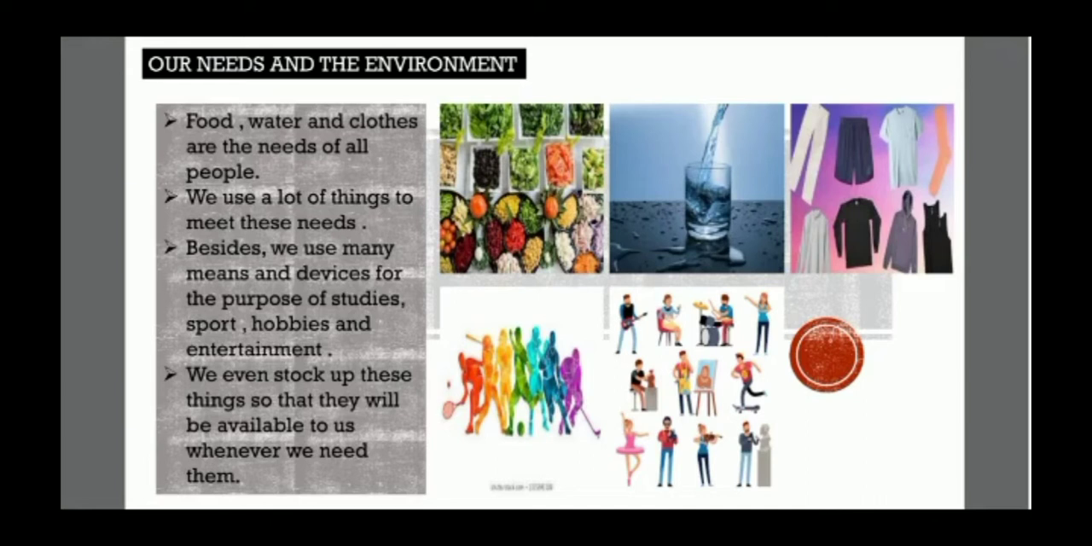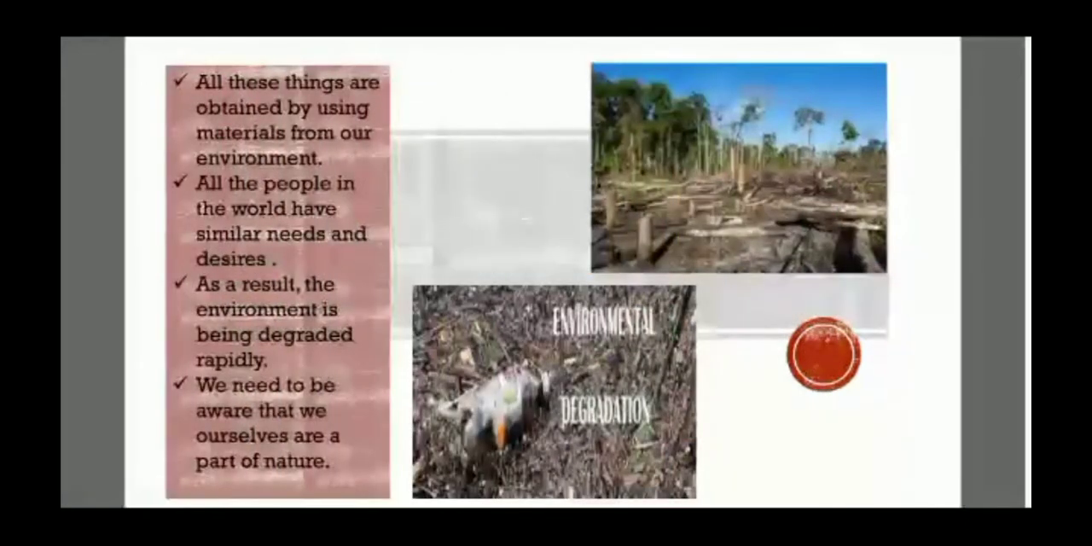Food, water, and clothes are the needs of all people. We use a lot of things to meet these needs. Besides, we use many means and devices for the purpose of studies, sports, hobbies, and entertainment. We even stock up these things so that they will be available to us whenever we need them. All these things are obtained by using materials from our environment. All the people in the world have similar needs and desires. As a result, the environment is being degraded rapidly.